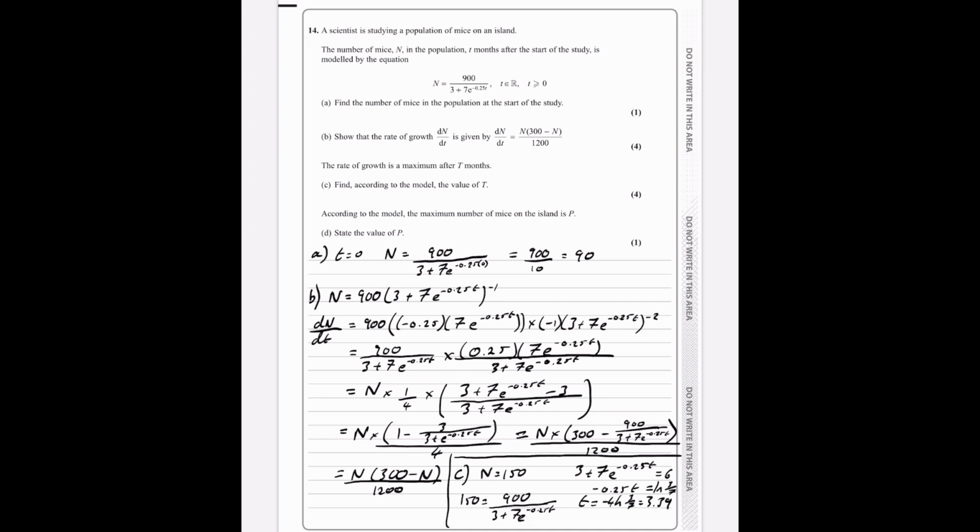And then for part D, the value of P is going to be 300. We can just read that off. Well done if you got that.